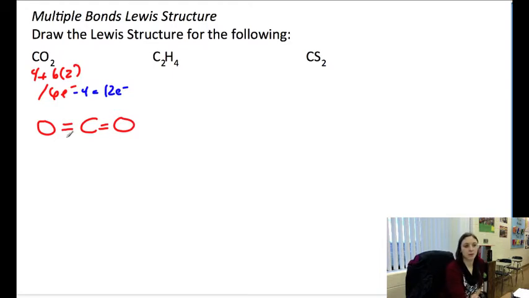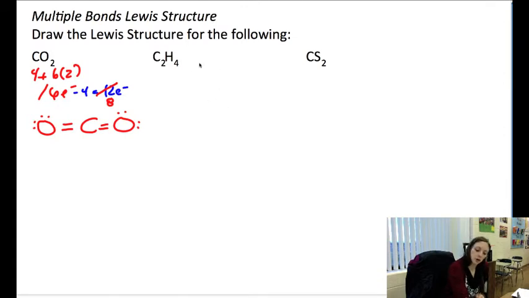Now carbon's happy with 8, because each line is 2. Now I've used 2, 4, 6, 8 total. Okay. So now I've got 8 left to put around. Well, if I go 2 here and 2 here, that's 8 for this oxygen. 2 here, 2 here, that's 8 for that oxygen. Now I've used all 16, and I had to use a multiple bond. Now let's look at the next one.